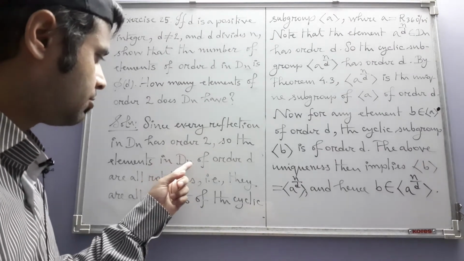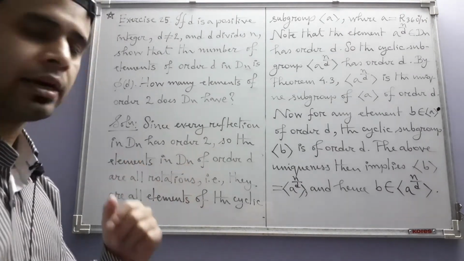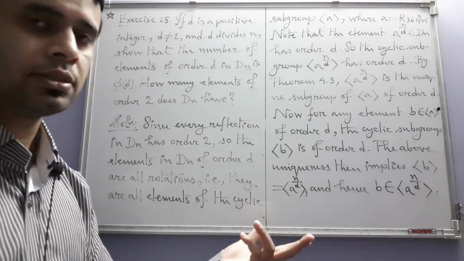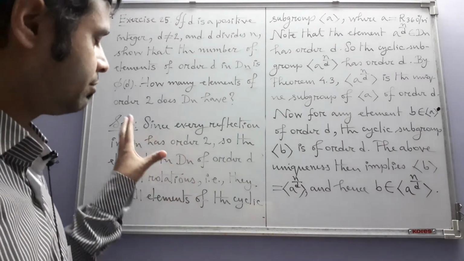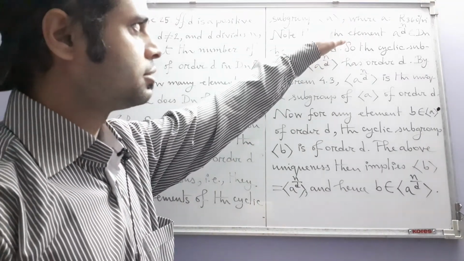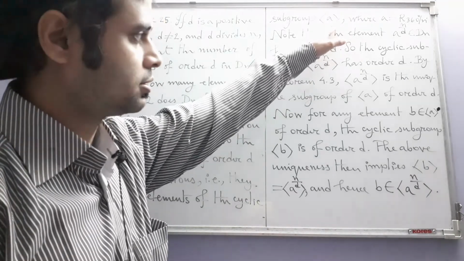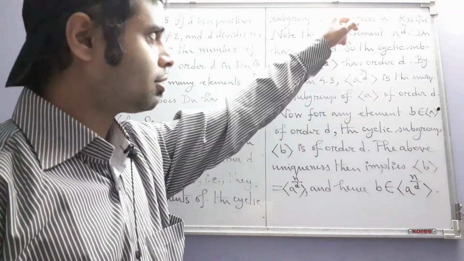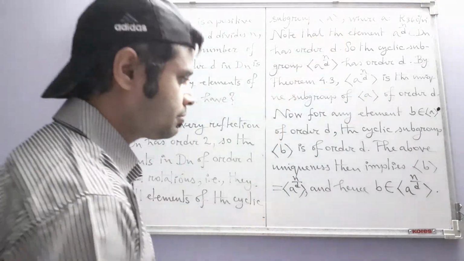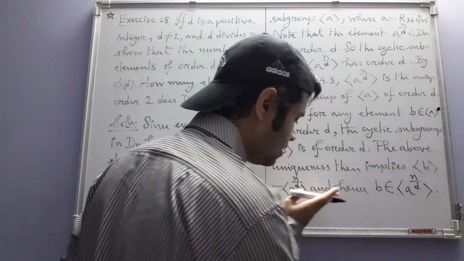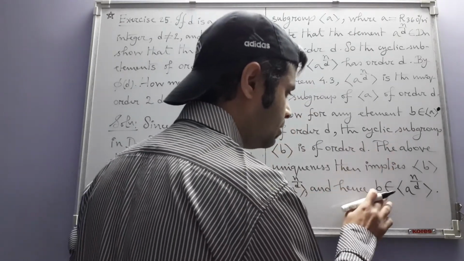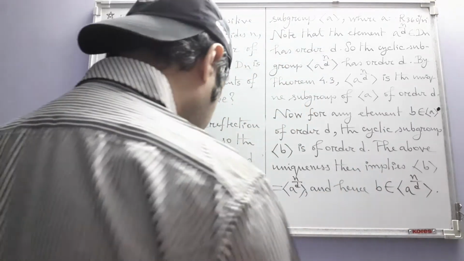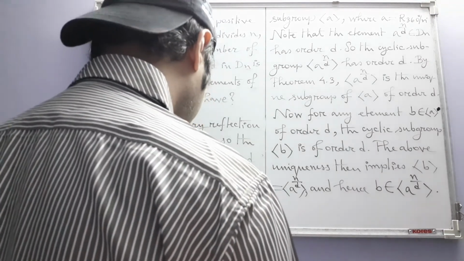So now our search has been narrowed down further. First we were searching for elements of order D in the original dihedral group. We then figured that those elements cannot be reflections, they are rotations. So we have narrowed our search down to this cyclic subgroup consisting of all the rotations. Now our search has been further narrowed down to this cyclic subgroup of this subgroup. That is because now we see that any element B of order D must belong to this subgroup. Now we can use another result to count the number of such elements.